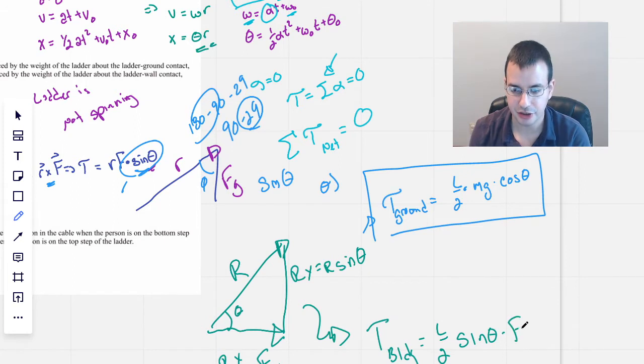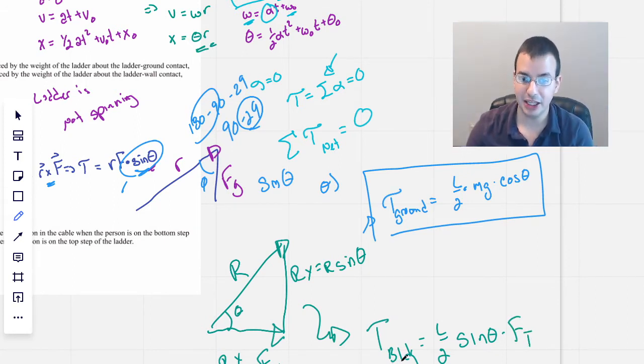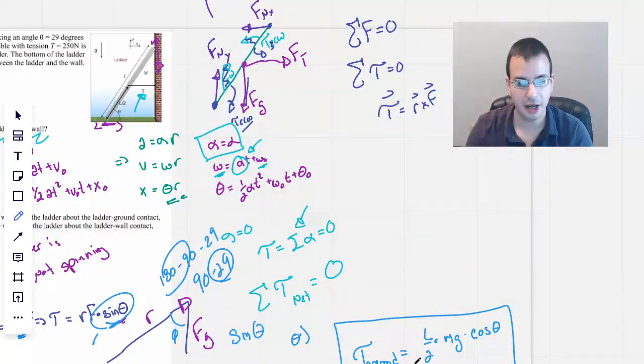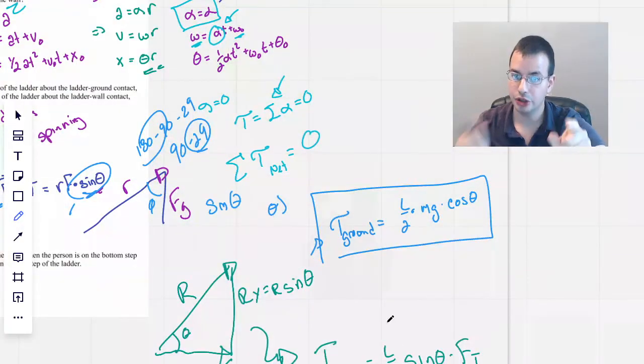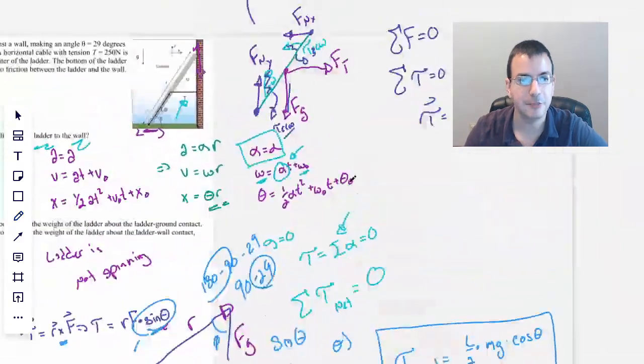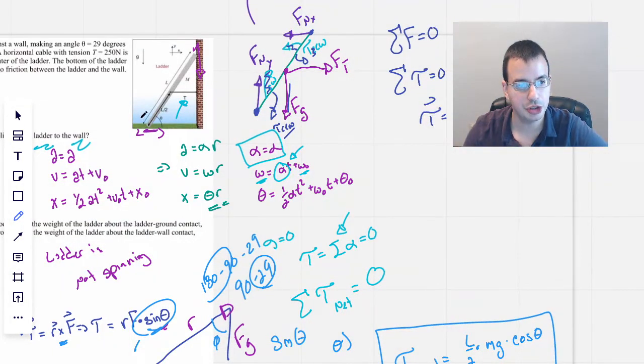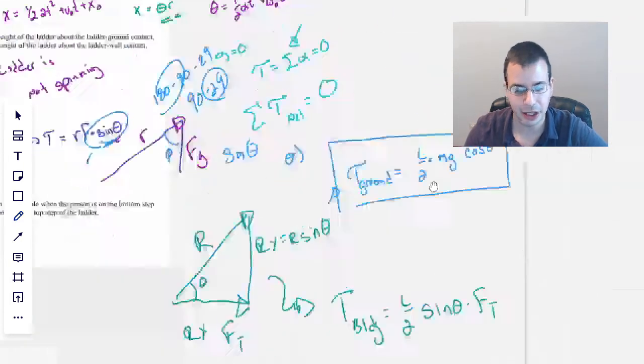times force of tension. Okay, and now we know that these magnitudes have to be equal. So I'm going to set these, and these are just magnitudes here because there's no arrows involved, there's no vectors. And so I'm going to set them equal to each other. We know they're going to be in opposite directions. Oh, it goes that way and that way. I know, confusing.